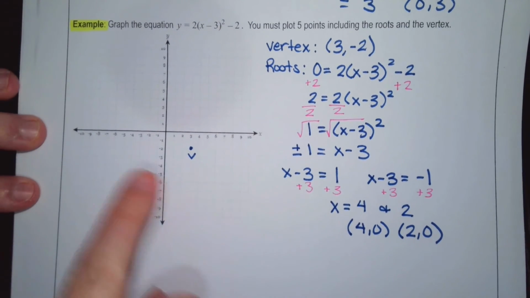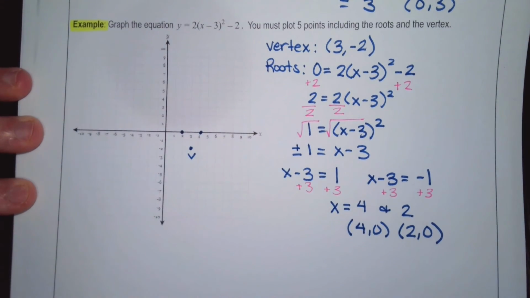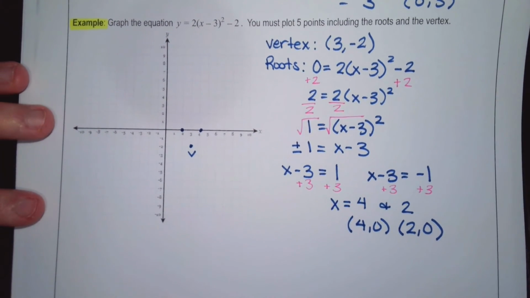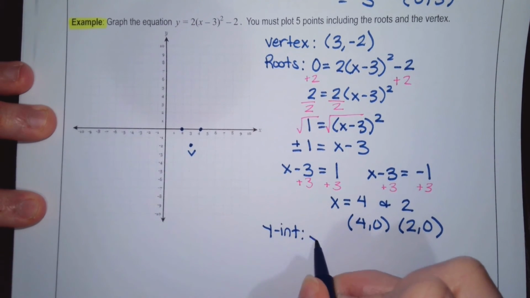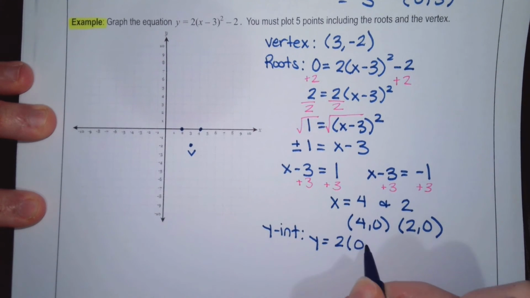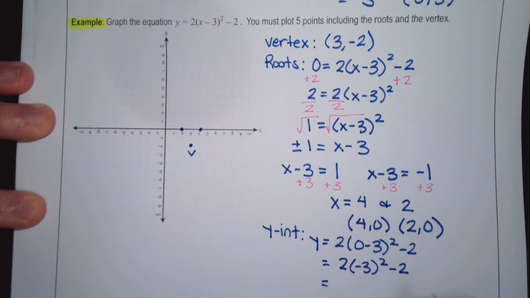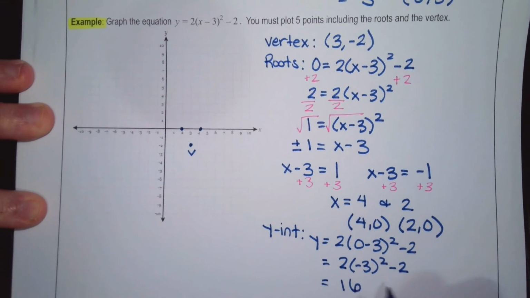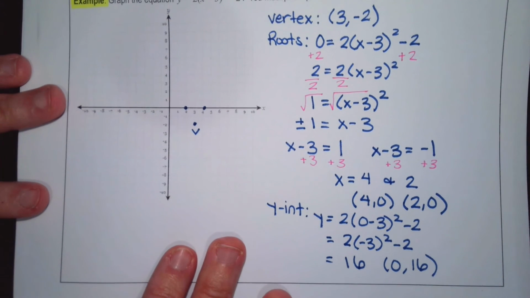So now that we have those points, I'm going to graph them. So (4, 0) and (2, 0). All right, looking good so far. Now it's time for the y-intercept. So y is equal to 2 times (0 minus 3) squared minus 2. So 2 times (-3) squared minus 2. And we end up with 16. So that's (0, 16). There you go, (0, 16).